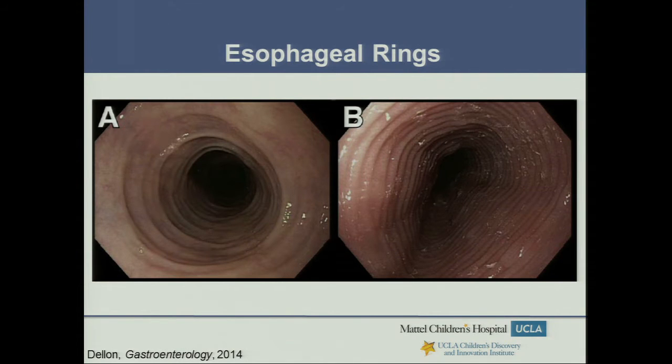From the literature, I have a couple pictures here of another finding. These are termed esophageal rings. They're concentric rings that you see throughout the esophagus. It's sometimes also called trachealization or felinization because of the way it looks.